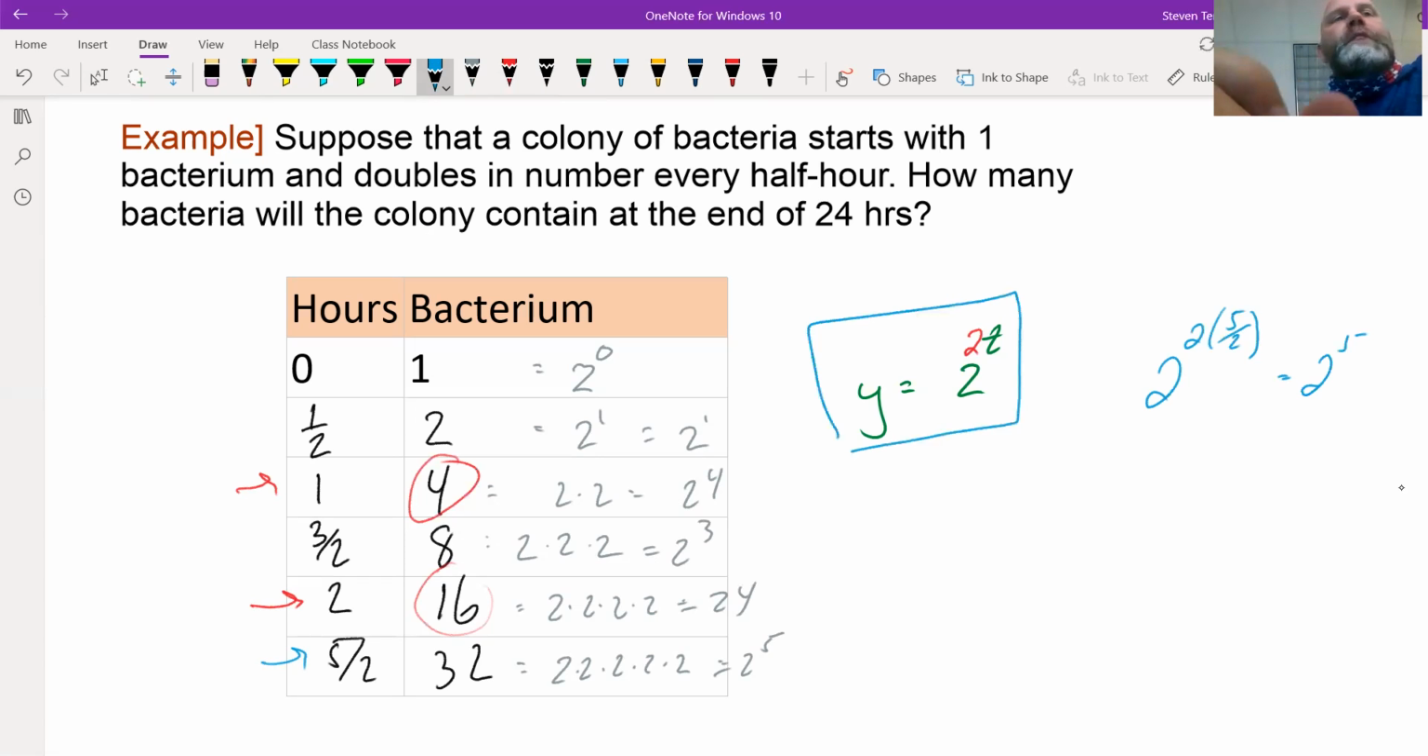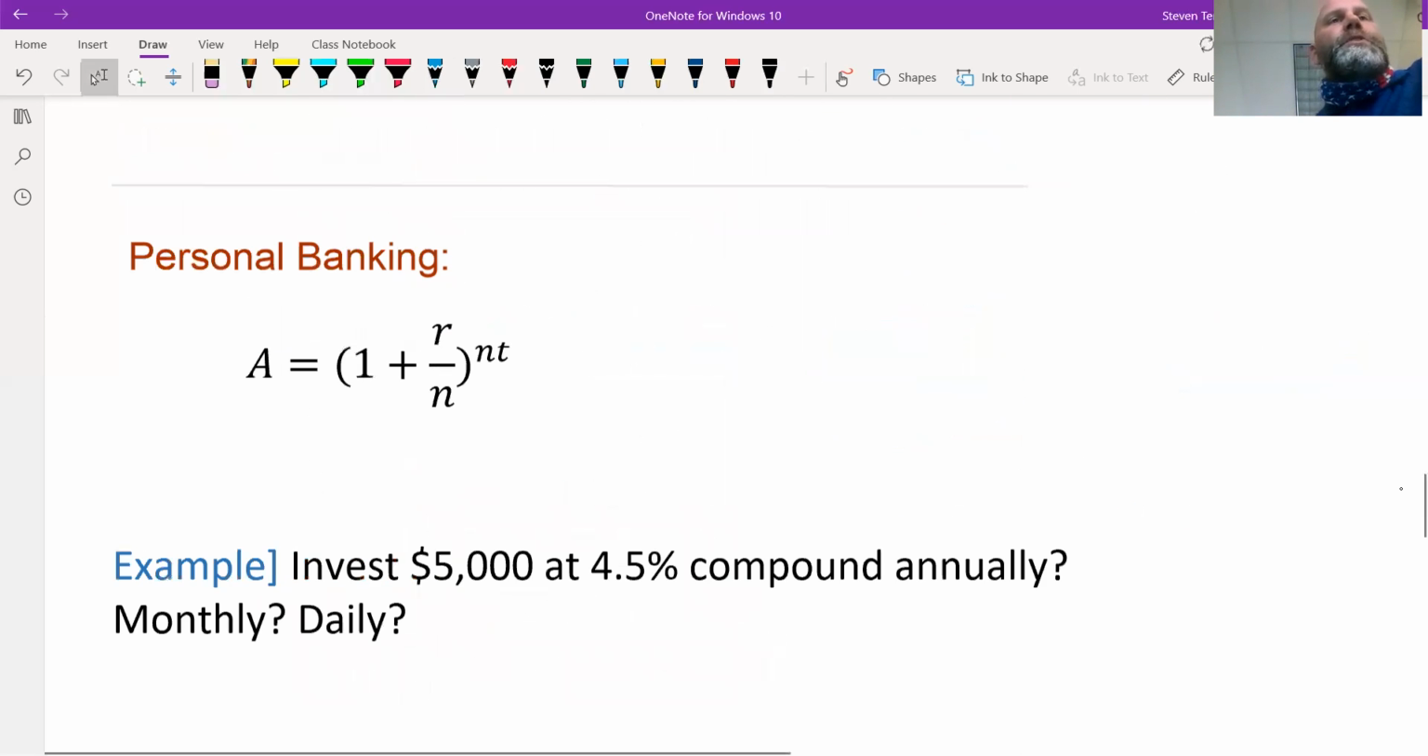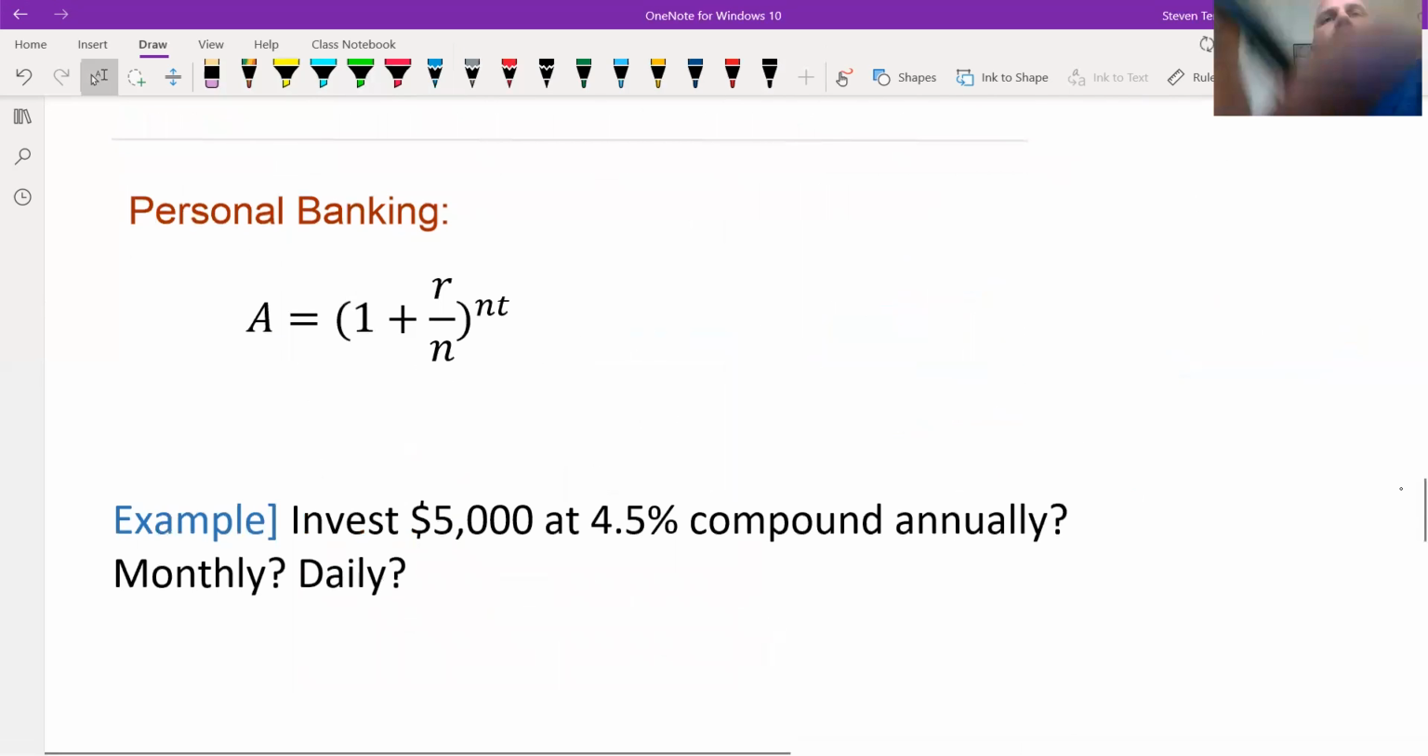And the question is, how many bacteria will the colony contain at the end of 24 hours? Well, they want you to replace t with 24. And I'm not going to write out the value, except maybe I'll just write down 2 to the 48 bacteria. Okay, I'm going to stop this tutorial, and I will pick up the next tutorial with personal banking, and that will conclude growth and decay for now.